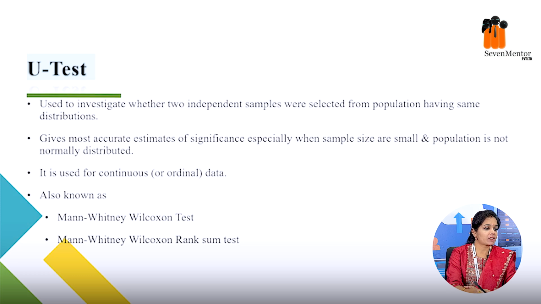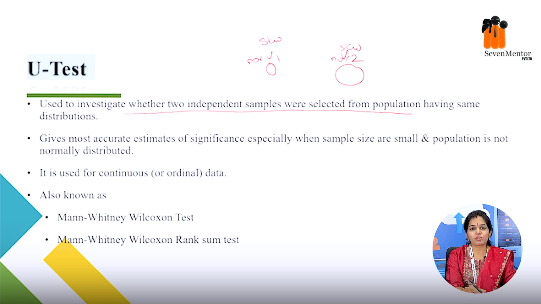Okay, U-test. It is used to investigate whether two independent samples were selected from populations having the same distributions. This is variable 1 and this is variable 2. These are two different independent samples collected from a population having the same distribution. If this is normal, this will also be normal. If it is skewed, this will also be skewed. So the distribution should be the same for the random samples here.